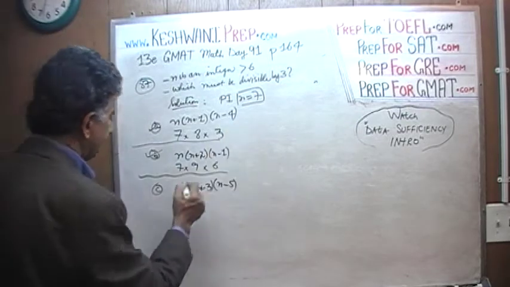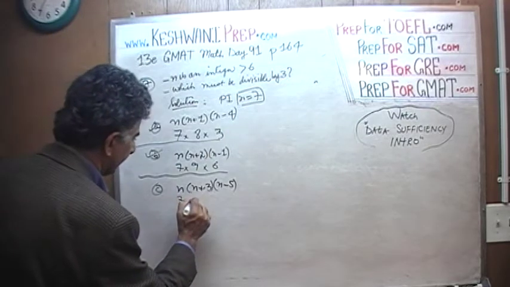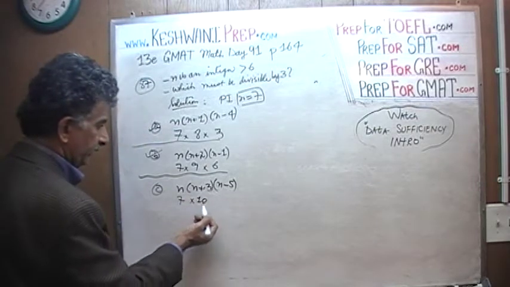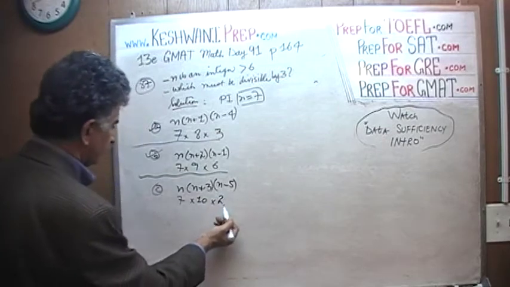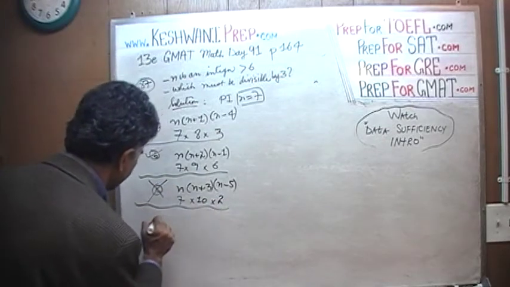So n is 7. 7 plus 3 is 10. 7 is not divisible by 3. 10 is not divisible by 3. 7 minus 5 is 2, and 2 is not divisible by 3. So that's not the answer. There you go. You see, we knocked out 1.